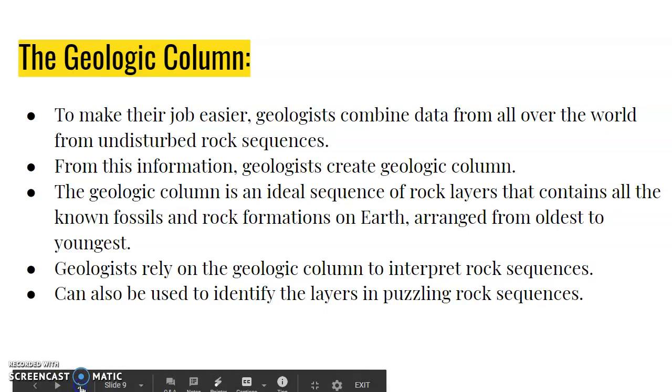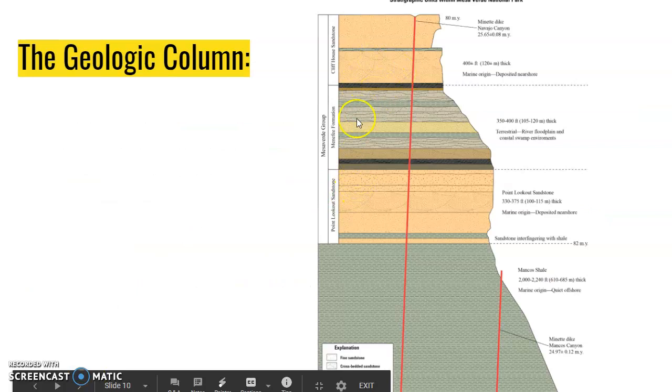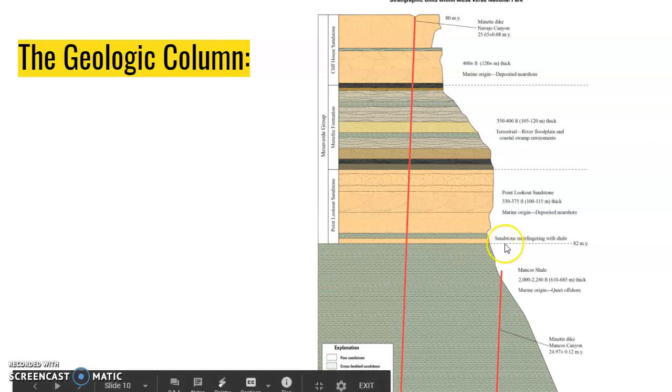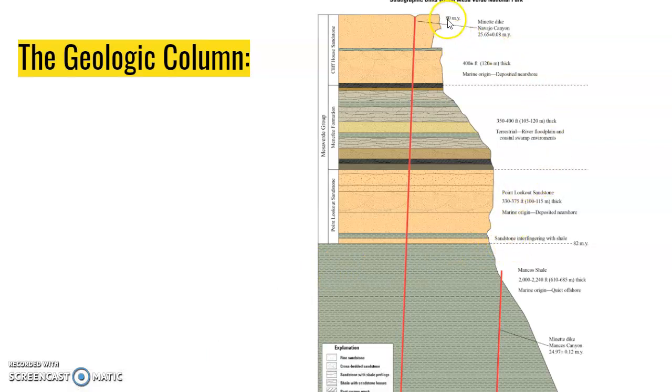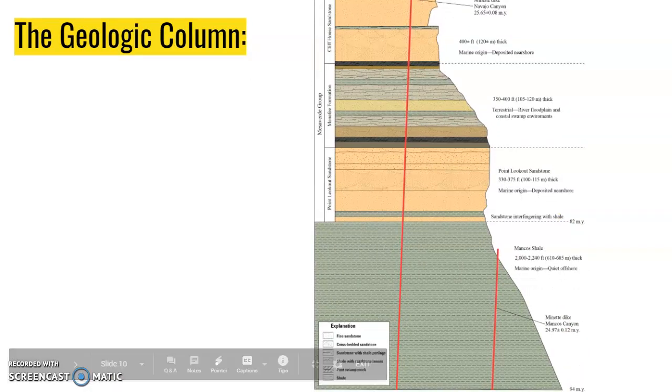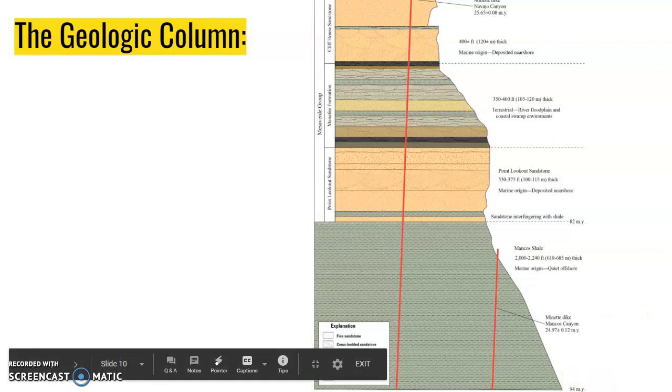Now, this is an example of a geologic column. If you look here, this is also arranged from the oldest to the youngest. You can see the different types of rock layers, and you can see distinguished lines here that tell you, for example, it says 80 million years old. Or here it says 82 million years old. And if you go a little bit downward, over here it says 94 million years old.